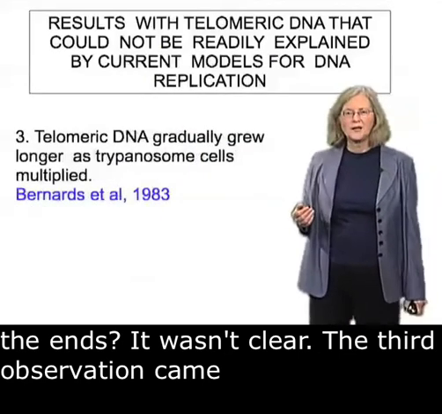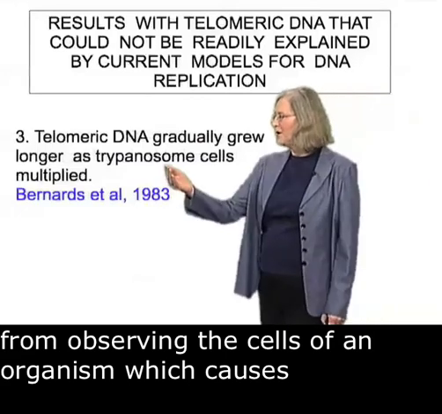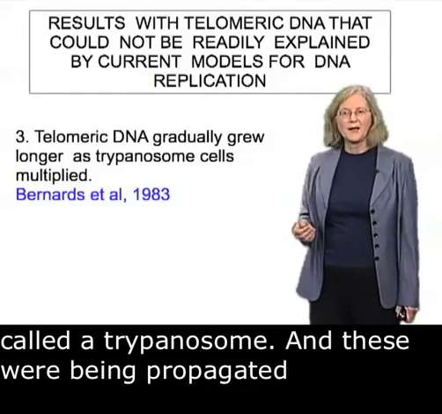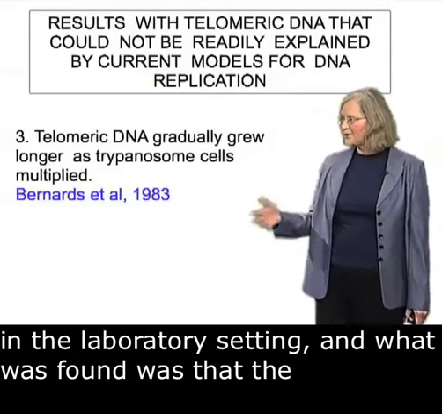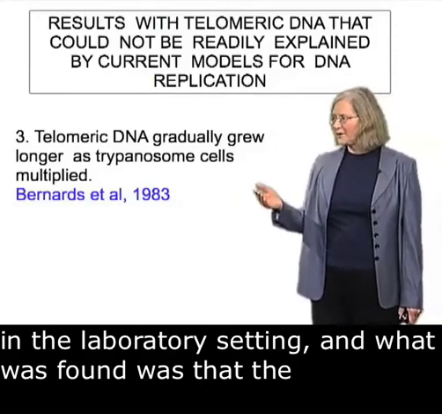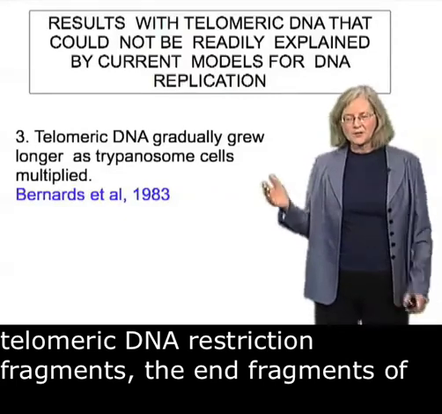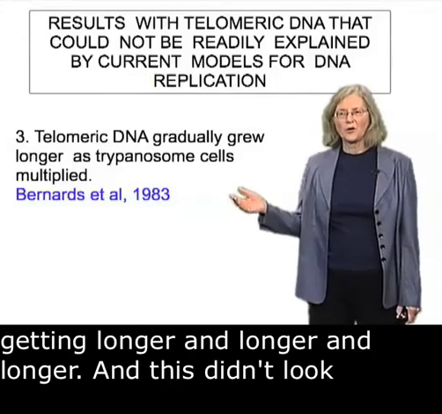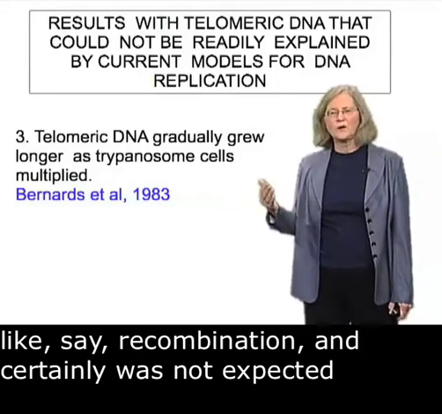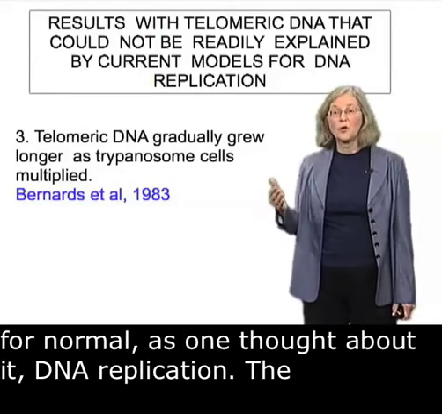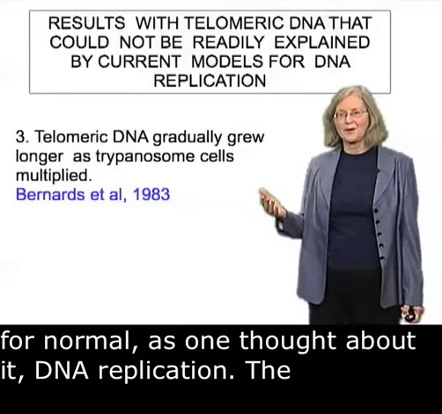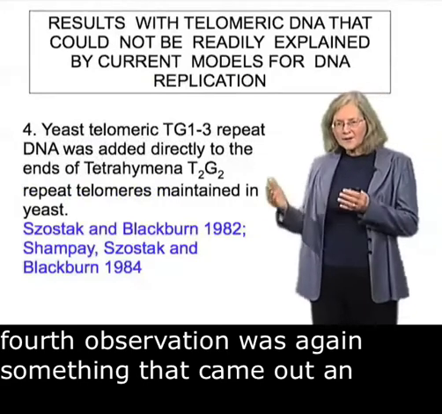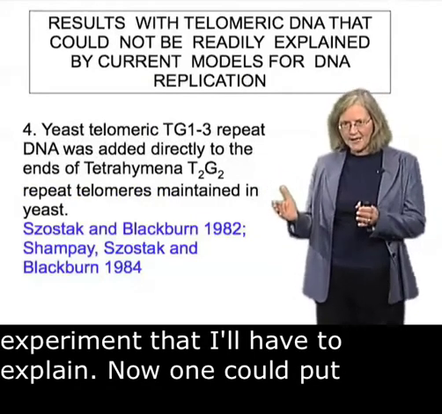The third observation came from observing the cells of an organism which causes sleeping sickness, a single-celled parasitic organism called a trypanosome, and these were being propagated in the laboratory setting. And what was found was that the telomeric DNA restriction fragments, the end fragments of the chromosomes in these organisms, were gradually getting longer and longer and longer. And this didn't look like, say, recombination, and was certainly not expected for normal, as one thought about it, DNA replication.